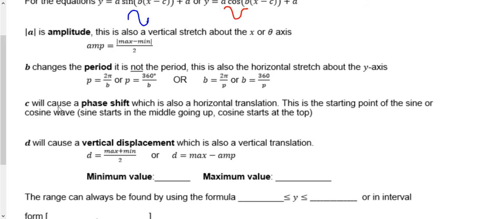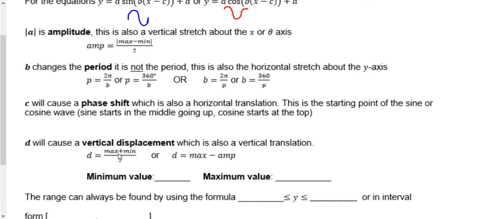C is new. C is what we used to call a horizontal translation, aka moving it left and right. The name for it in this case is called a phase shift. Phase shift is going to move our graph left and right. This is the starting point of the sine or cosine wave. Sine starts in the middle going up and cosine starts at the top. So this is going to affect how and where we start on this graph. If we shift it left and right, our starting point is going to shift.